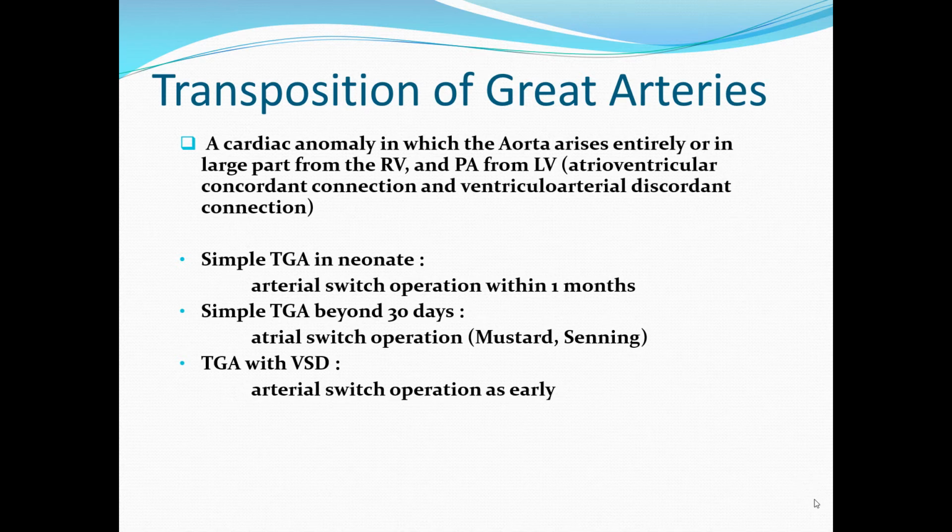Why? Because this is the period in which the muscles of the left ventricle should hypertrophy. After that, the left ventricle will lose the ability to hypertrophy and become the systemic ventricle. If after 30 days, we do the atrial switch operation, which is physiological. We direct the blood from the left atrium to go to the right ventricle to be pumped via the aorta, and we direct the right atrium toward the left ventricle to be pumped by the pulmonary arteries to the pulmonary circulation.